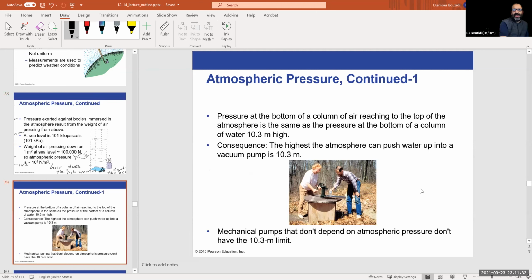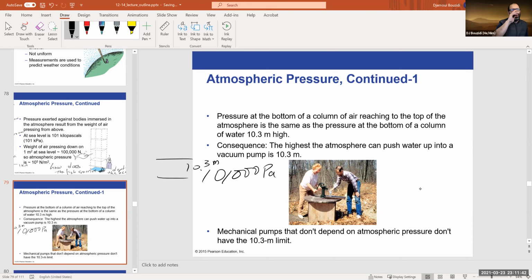The 101,000, about 100,000 pascals of atmospheric pressure, is equivalent to just about 10 meters. That's exactly what I was saying, 10.3 meters. That is the argument I was making earlier, okay? That is because the density of water is about 1,000 times bigger. So if you cancel 1,000, you'll be left with 101, and the value of g will remove the newtons. So this is the depth you'll be left with. Basically, it's about 10 meters, okay?